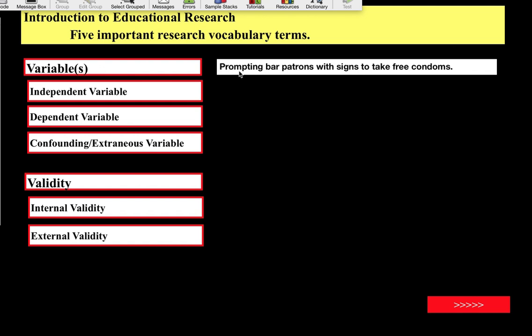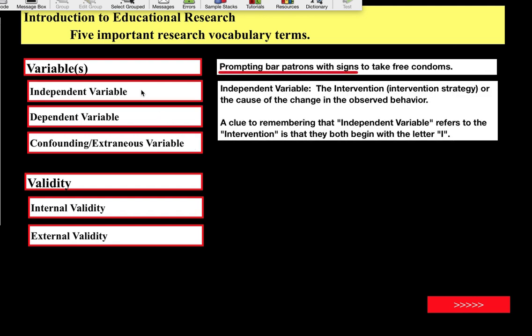But let's take a look at this title of a research article that you have already read, I believe, Prompting Bar Patrons with Signs to Take Free Condoms. Well, research like this, which was an actual scientific study, has variables in it. It has an independent variable, it has dependent variables, and it can have confounding or extraneous variables. So let's take a look at each of those.